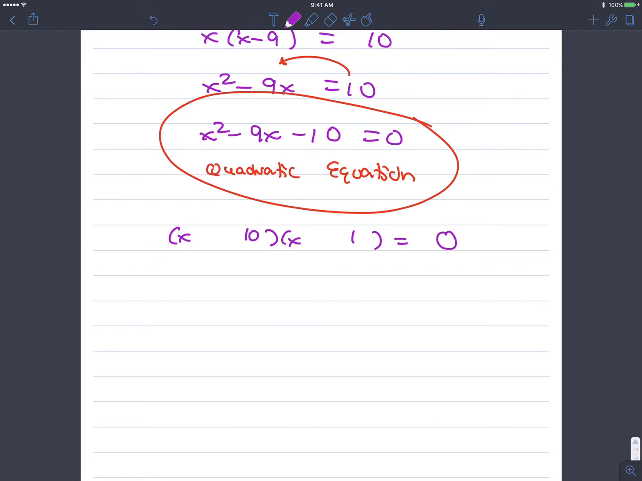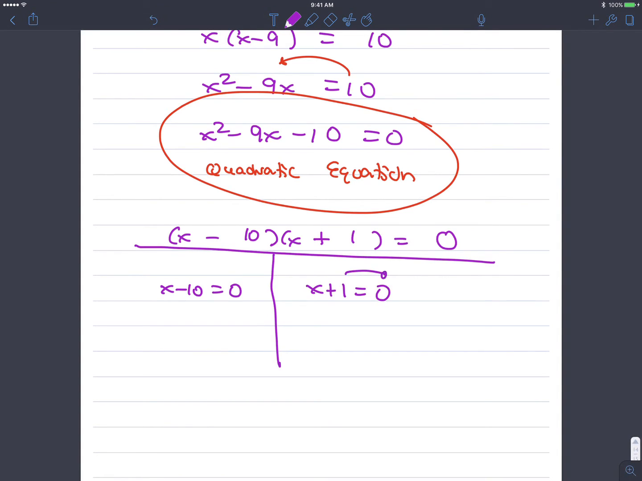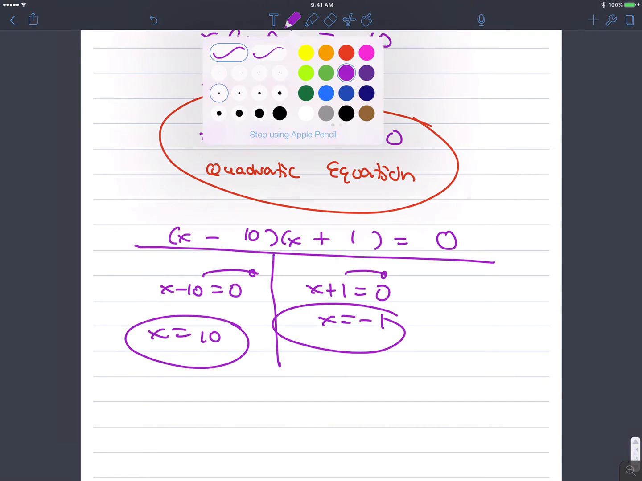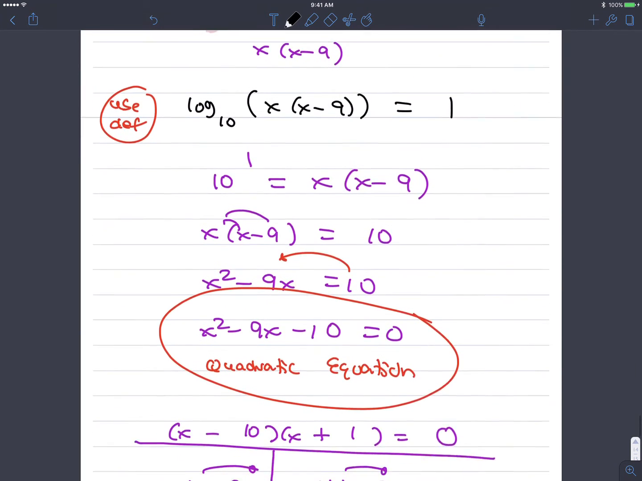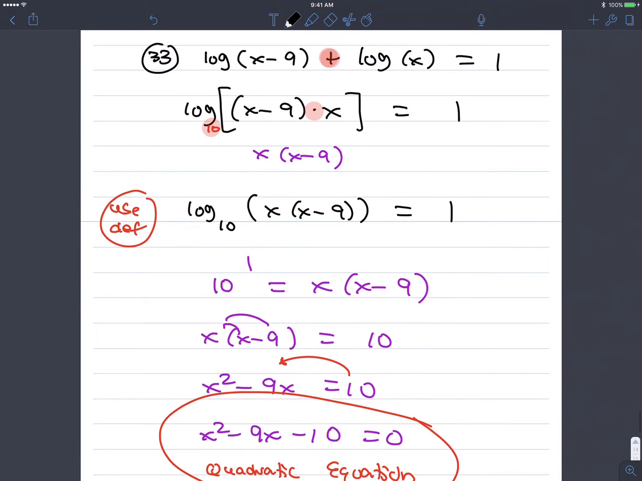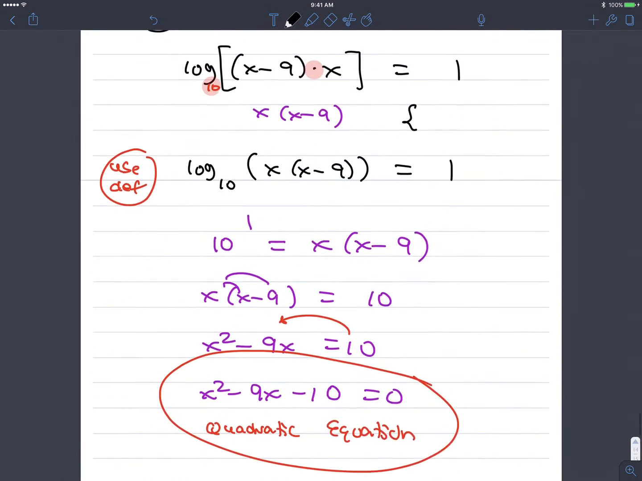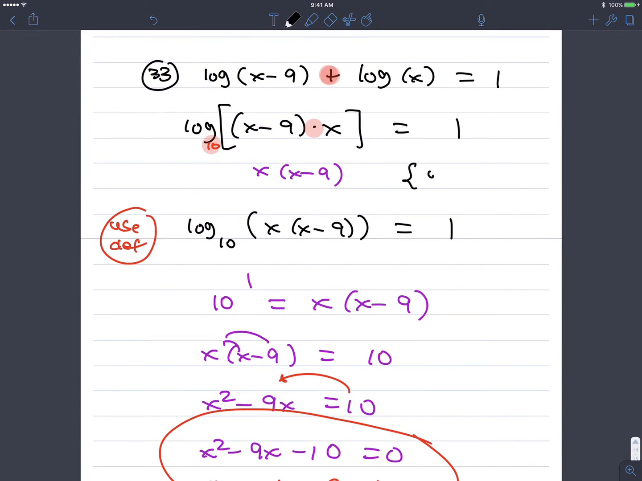This is 10, this is 1, this is minus, and this is plus. By the product rule, x minus 10 is 0 and x plus 1 is 0. Translate the 1: x is negative 1. Translate the 10: x is positive 10. So what I'm looking at here is two solutions. We're going to say that our solutions here are going to be positive 10 and negative 1.